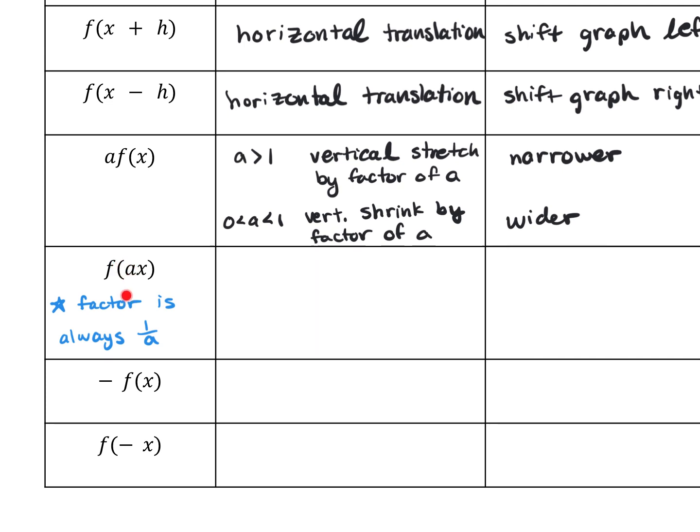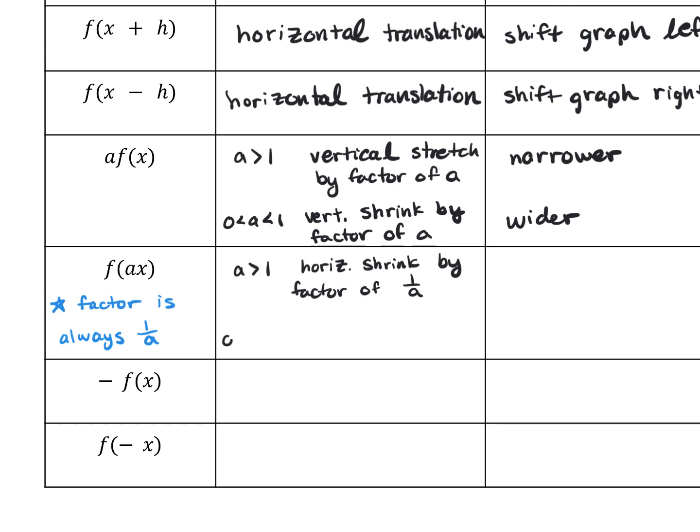So anything horizontal is always a little bit tricky. With the translations, it's opposite. With the stretch or shrink, it's a reciprocal factor. So that actually means that if a is greater than 1, if you take the reciprocal of something bigger than 1, it ends up being less than 1, so it ends up being a shrink. So we would actually call this a horizontal shrink, and it will be by a factor of 1 over a. It's always going to be 1 over a.